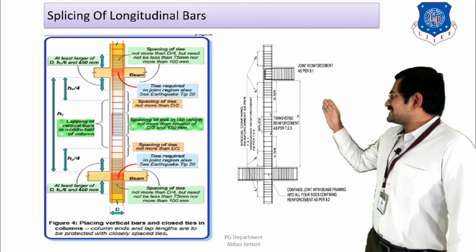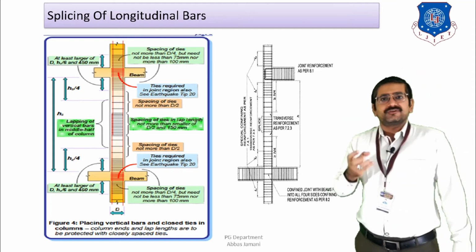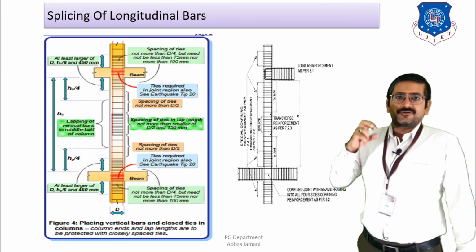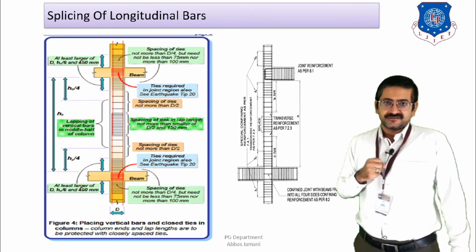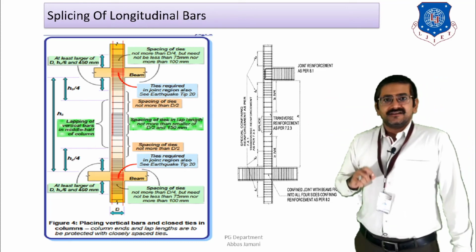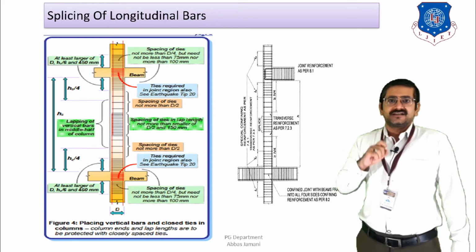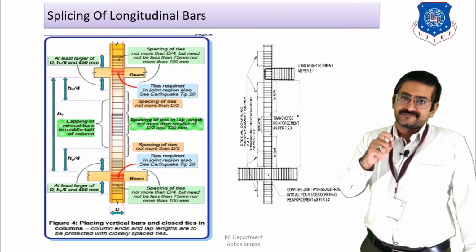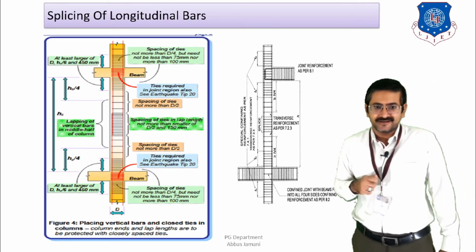Then the other thing is that you can see which are going to be the stressed zones. The stressed zones are going to be the ones that are near the beam column junction. So when I am talking about the beam column junction, IS 13920 is saying that near the beam column junctions, special confining reinforcement should be provided. Now what is the special confining reinforcement?